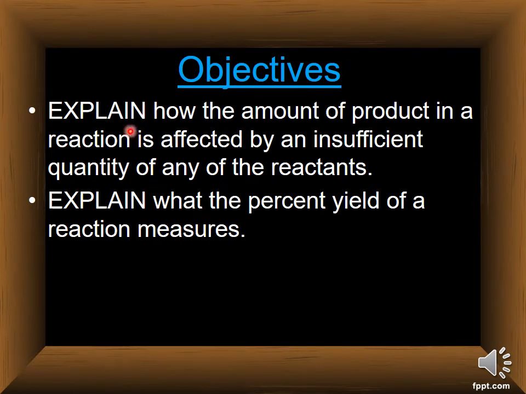Today's lesson objectives are: explain how the amount of product in a reaction is affected by an insufficient quantity of any of the reactants, and explain what the percentage yield of a reaction measures.